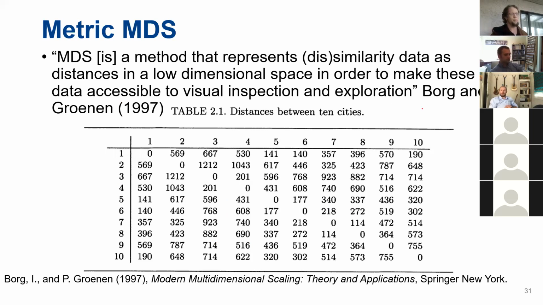And the best example that I've come across is this example from a textbook by Borg and Groenen from '97. What they have in their textbook is a table of the distances between 10 cities in Europe. So we've got 10 cities labeled 1 through 10, and their relative distance. This would be the distance from city 1 to 2, from city 1 to 3. And as you can see, as I described, this is a square matrix.